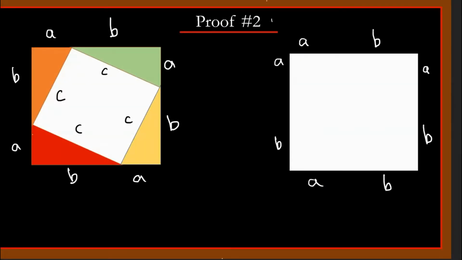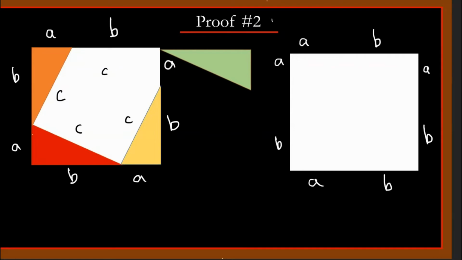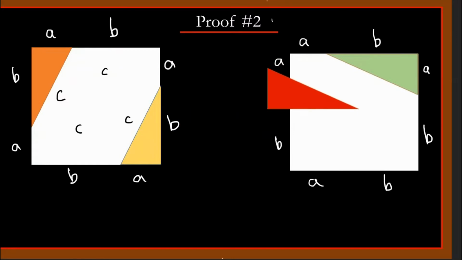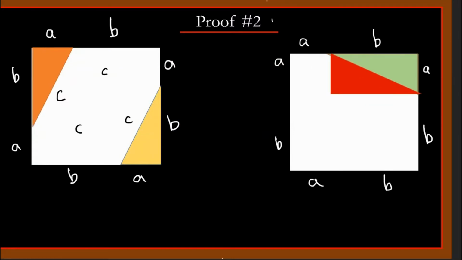In the second proof, we use the same square with four right triangles. The inner white space is a small square whose area is c square. Note that the length c is the hypotenuse of the triangles. We now shift all the triangles to the second square and prove that the empty white space in the first square is the same as the empty white space in the second square.